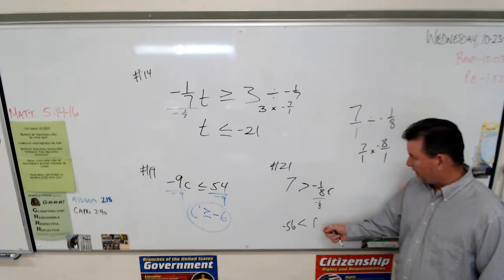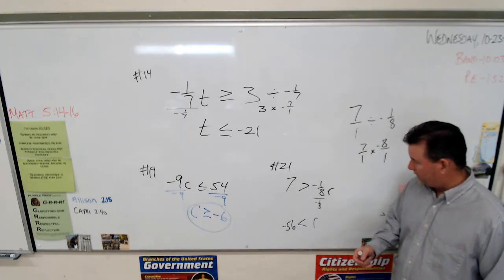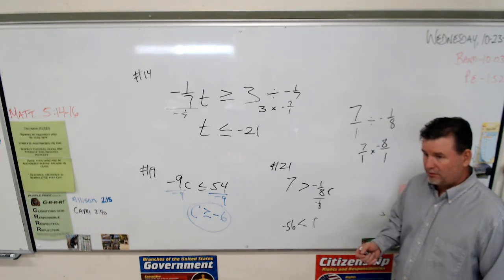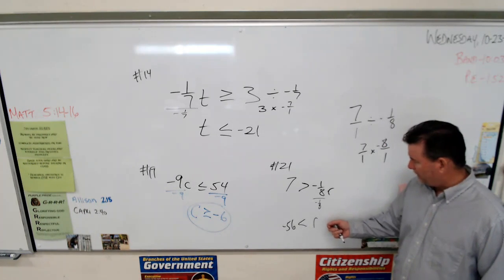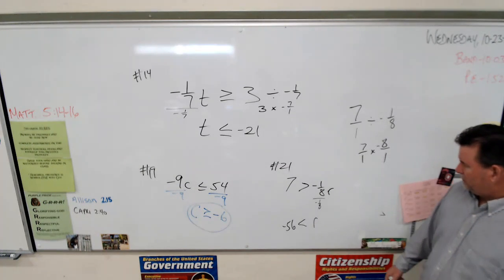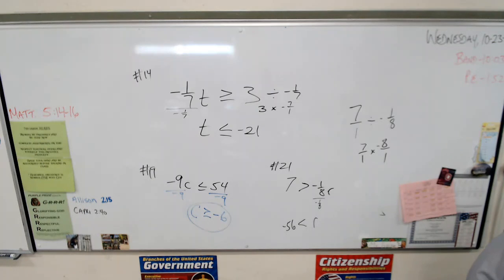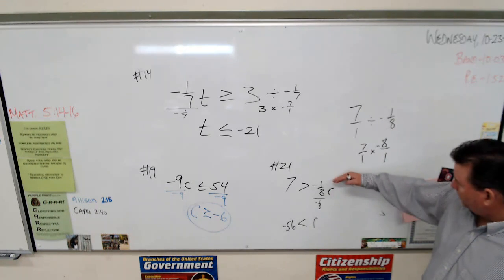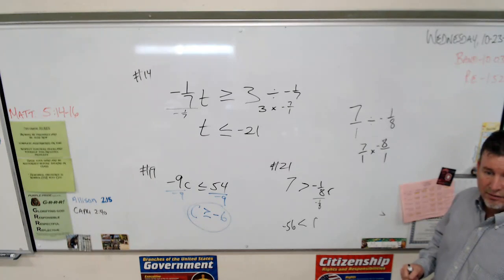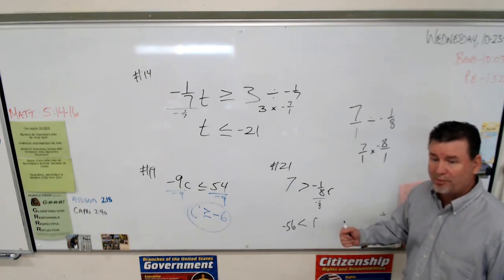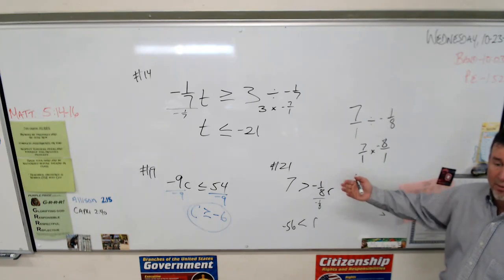What's -1/8 times -56? +7. So R is greater than -56. Yeah. So if I put -56 up there, I'm going to get +7. R has to be greater than -56. It doesn't say equal to, right? R has to be greater than -56. So give me a number greater than -56.